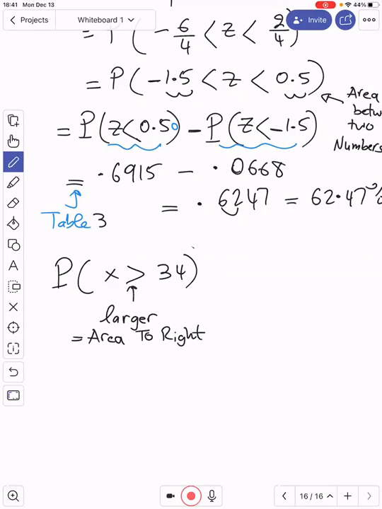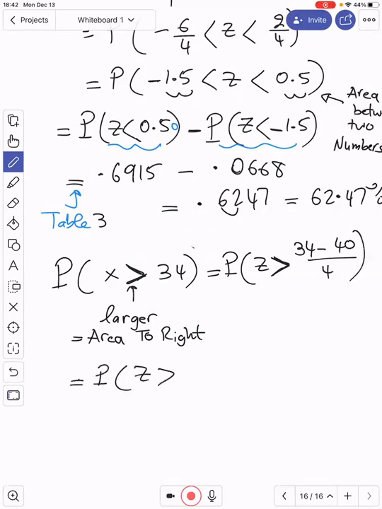But as a first step, as usual, you convert to z. Same inequality, this is larger, so it's again larger. 34, you subtract the mean, which we said is 40, over 4. So that's the probability that z is larger than negative 6 over 4, so again, z larger than negative 1.5.